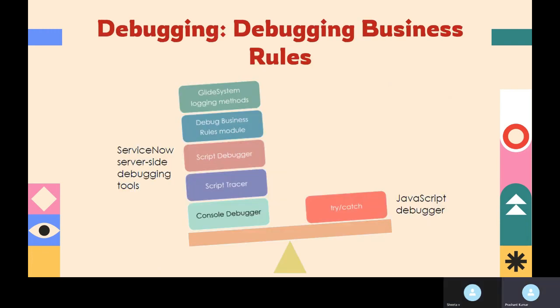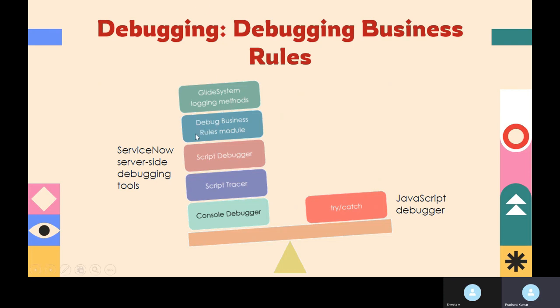And now you will see how we are debugging the business rule. We have multiple debugging tools for server side debugging, like the glide system logging methods. We can display messages for whatever script we are executing, and we use the logging methods to log the things or executions, to see whether they are executing the right thing or not.